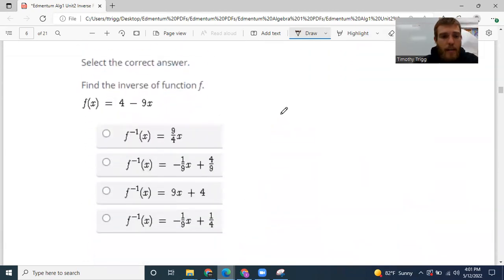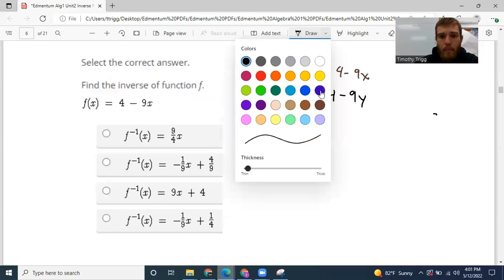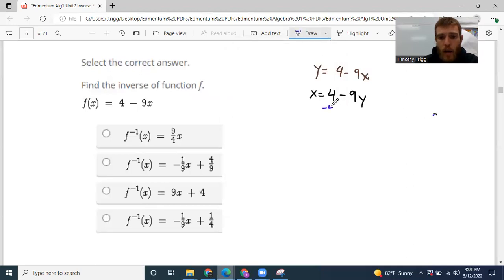This one's the same idea. We're going to go ahead and replace f of x with y. So this is y equals 4 minus 9x. Swap the x and y with each other, so x equals 4 minus 9y. And now our goal is simply to solve for y. So for our next step, we're going to subtract 4 from both sides of the equation.